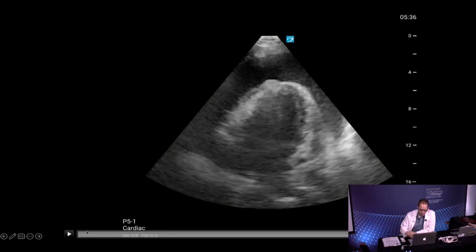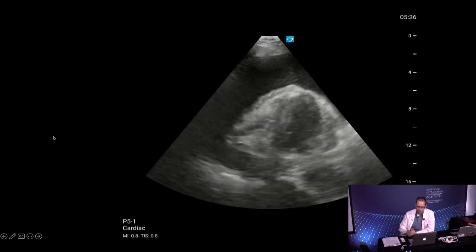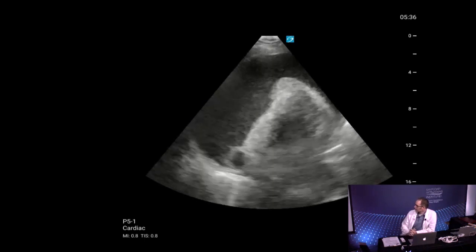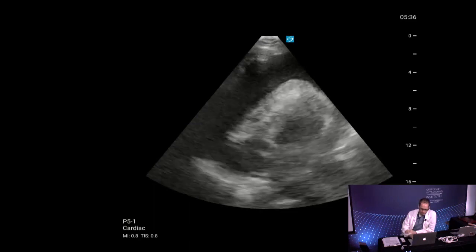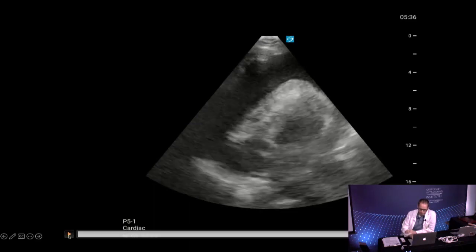So, an apical four-chamber view, again, large pericardial effusion. That right side is just getting smashed down by all the pressure inside the pericardial sac.